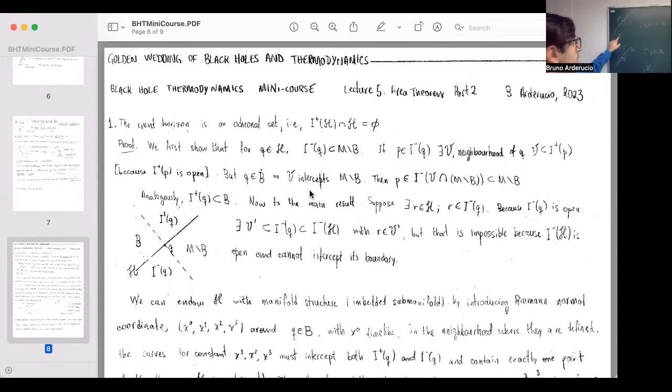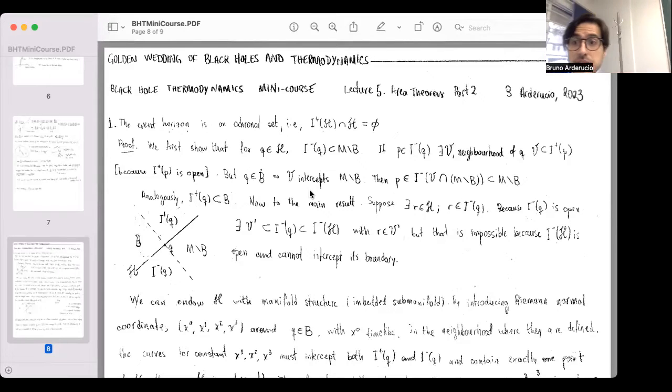So there must be a neighborhood, because we saw, as a consequence of those last theorems that we were discussing on Monday, that the chronological past and futures are open sets. If they're open sets, then there is a neighborhood. So Q is in the chronological future of P, but because I plus of P is open, there is a neighborhood of Q that is contained in I plus of P. But then, because this is the boundary, so it intercepts. So this neighborhood of P must intercept the exterior of the black hole.